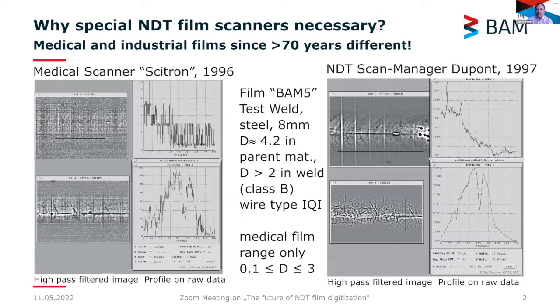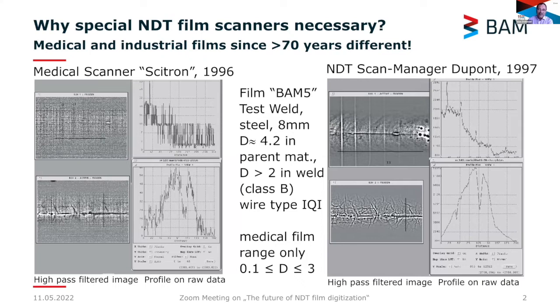And what is the problem? The technical problem is that for about 70 years, NDT films have been different from medical films. They have different OD plots and different sensitivity. The medical film is used in an optical density range between 0.1 and 3. The optical film density is a measure for the blackness of the film. If you have an optical density of 1, the film absorbs 90% of the light and lets through only 10%. If you have an optical density of 3, the film absorbs 99.9% of the light, and only 0.1% goes through.